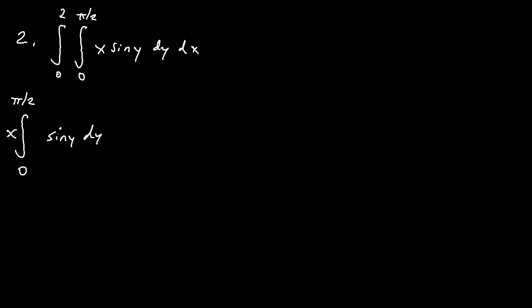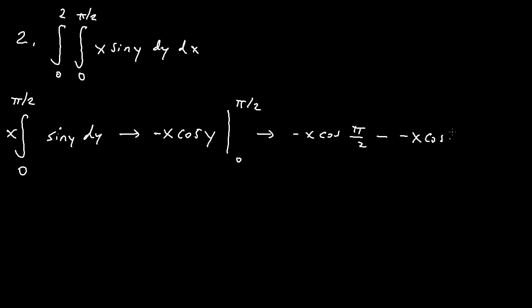Because the integral of sine of y is going to be negative cosine of y. So we have negative x times cosine of y. Now we're going to evaluate from the bounds 0 to pi over 2. And remember, since we integrated with respect to y, we're going to plug these in to the y variable. So if I plug in pi over 2, we get negative x times cosine of pi over 2 minus, when I plug in 0, negative x times cosine of 0.